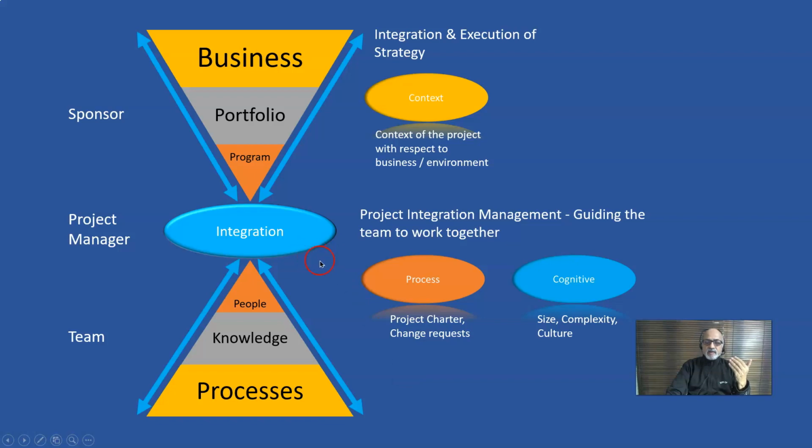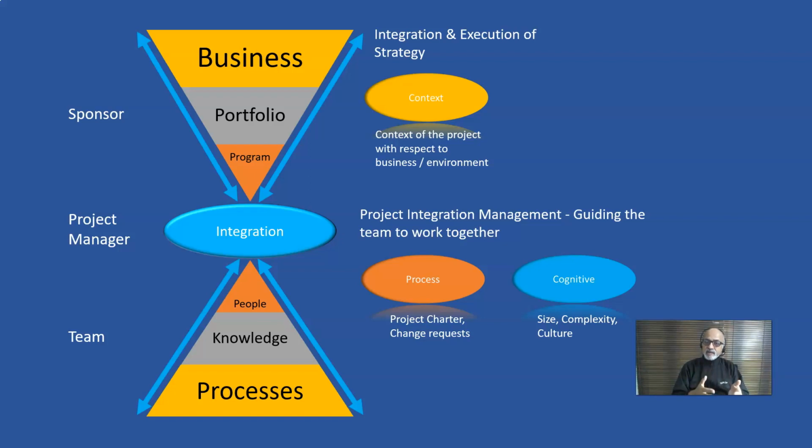So as discussed already, there are two levels of integration. One is on the higher side. Projects are started in order to achieve the business goals. Projects can be part of a portfolio, and projects can be part of a program. So as a project manager, one should ensure that the project's outcomes are satisfying the needs of the program and portfolio and the business. So this larger knowledge of the context of the project, with respect to the business and environment, helps the project manager to deal with the high power, high interest stakeholders very effectively.